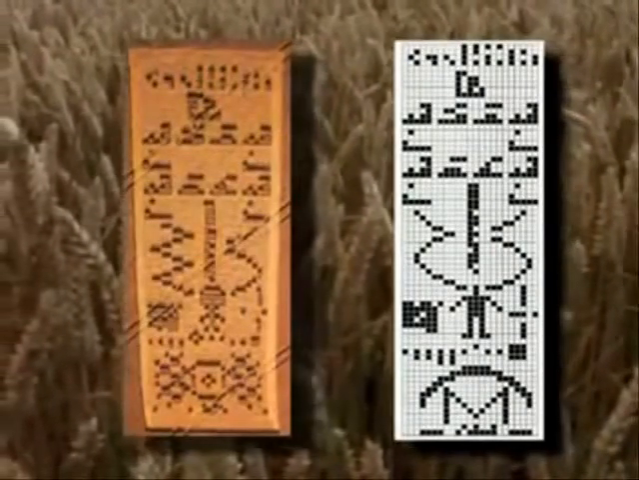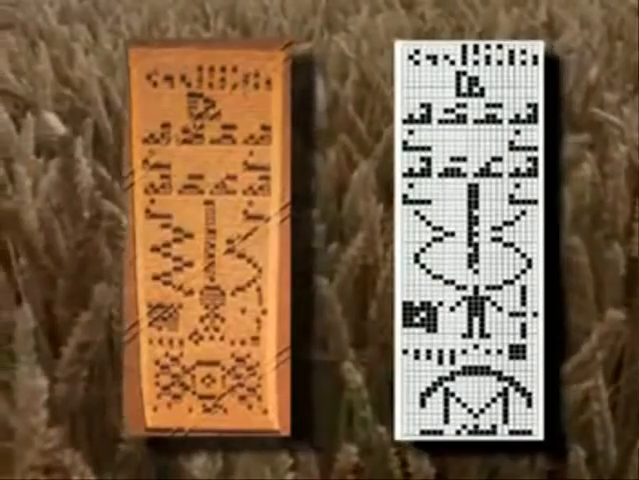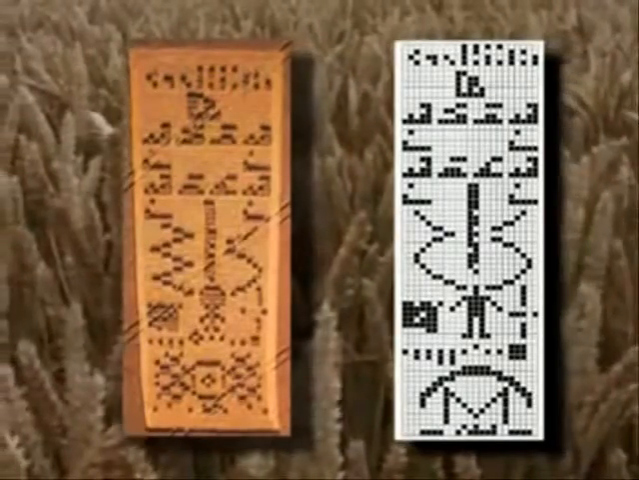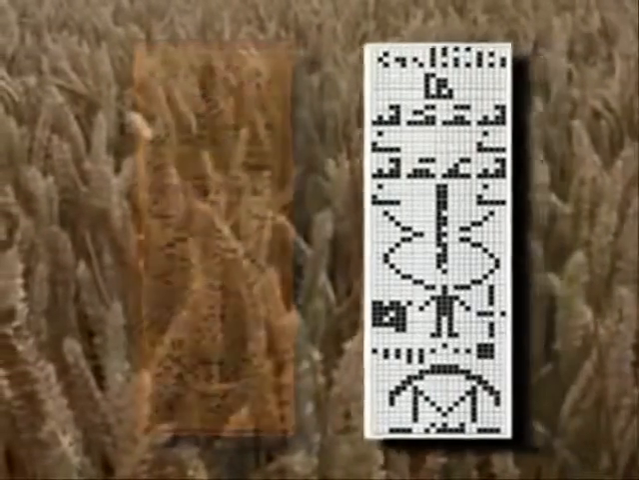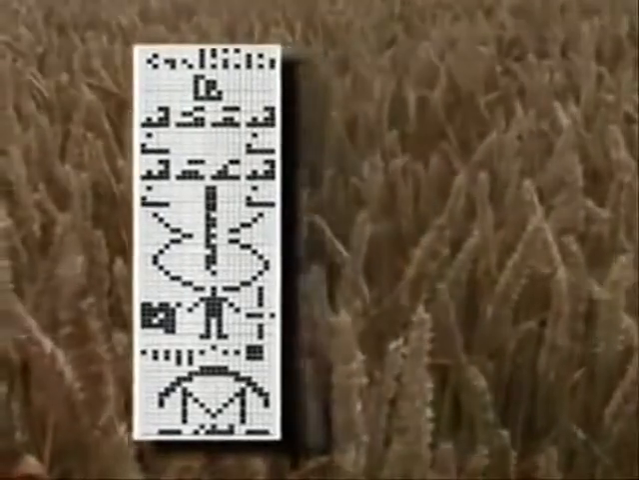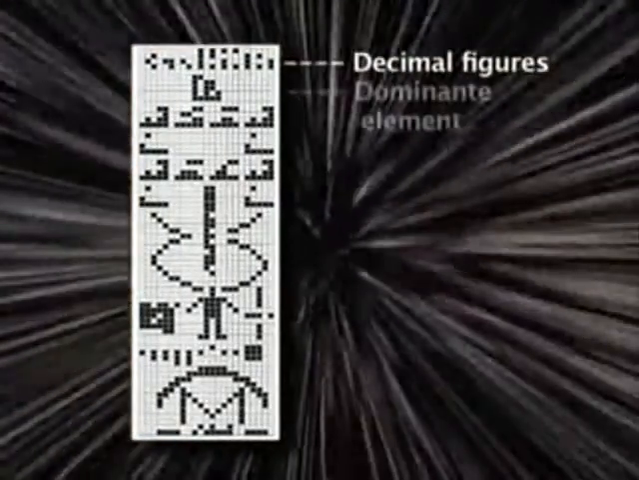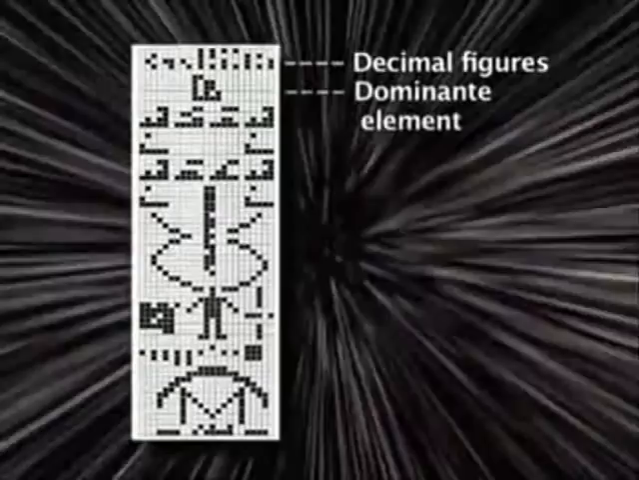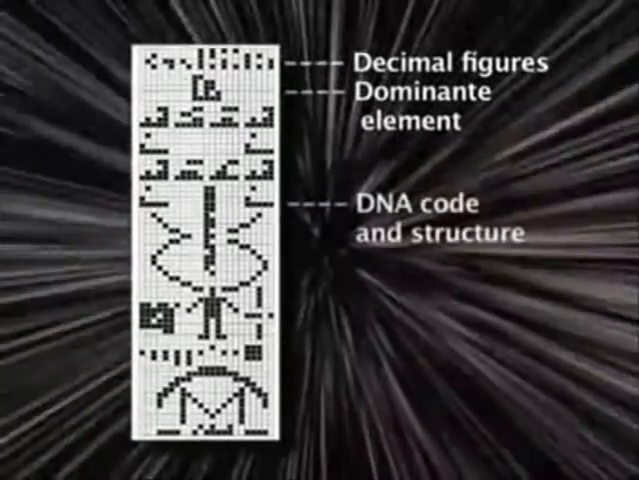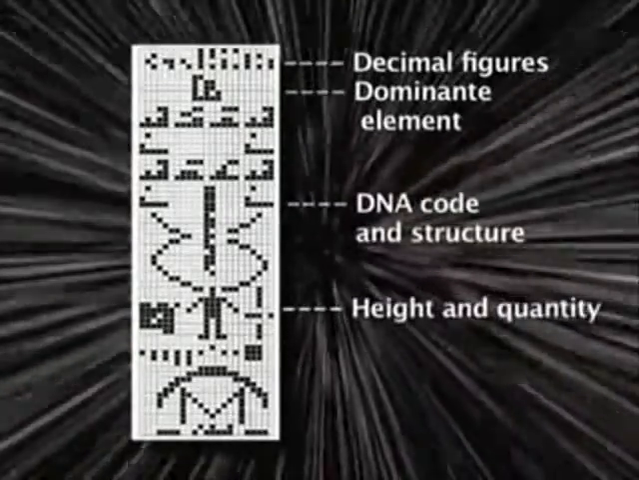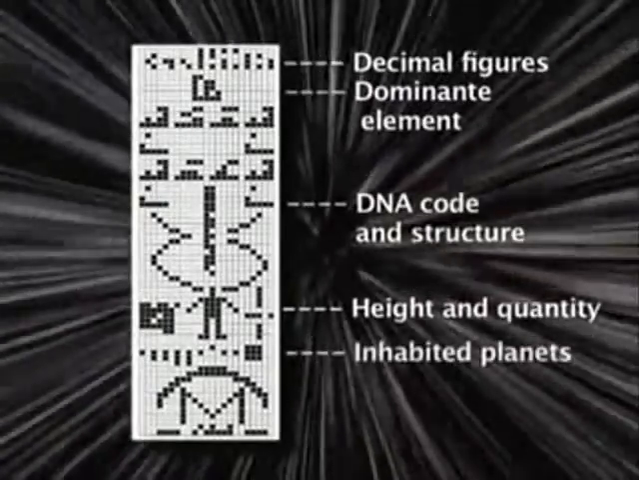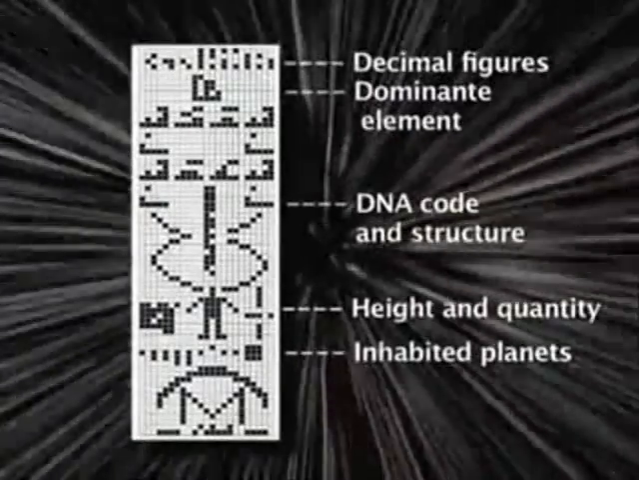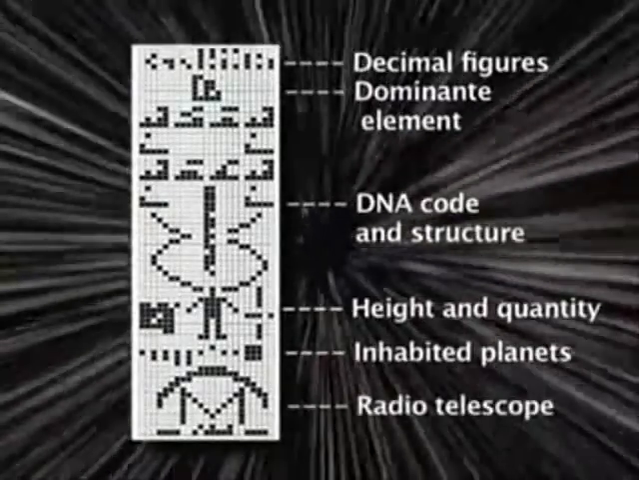However, on closer inspection, it seemed to show that the code contained some fundamental differences. Sagan's message explained our calculation system, the dominant chemical substances within the elements that create life on Earth, about our DNA code, humans' height and quantity, and that we live on the third planet in our solar system, and lastly, a sketch of our radio telescope.